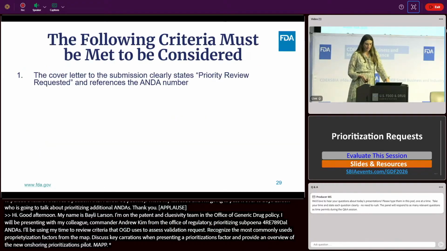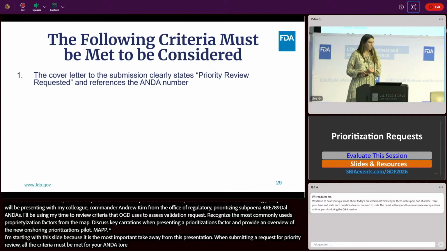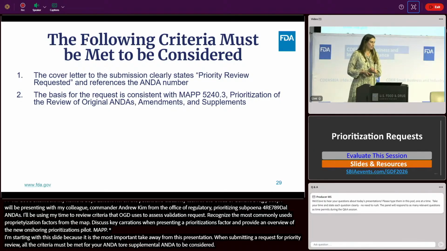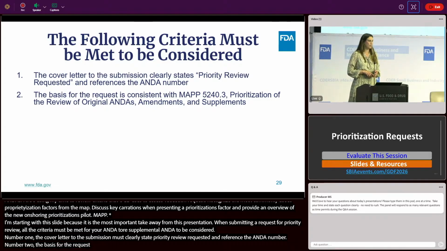I'm starting with this slide because it is the most important takeaway from this presentation. When submitting a request for priority review, all of the following criteria must be met for your ANDA or supplemental ANDA to be considered. Number one, the cover letter to the submission must clearly state priority review requested and reference the ANDA number. Number two, the basis for the request must be consistent with one of the factors in the MAPP. The MAPP is titled Prioritization of the Review of Original ANDAs, Amendments, and Supplements.